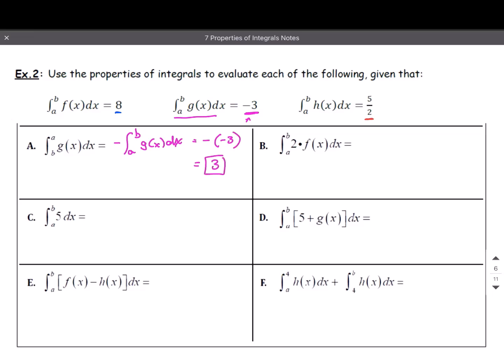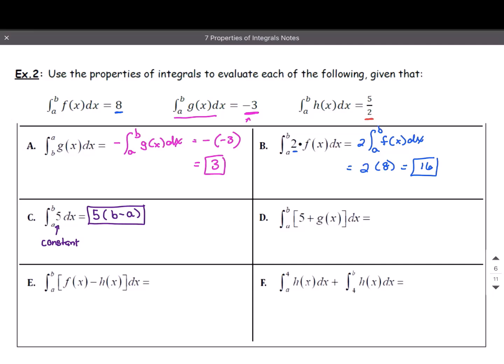Now the next one, we have a 2 times f of x. So I can factor out that 2 times the integral from a to b of f of x dx, which will mean I have 2 times this integral is 8, and my value is 16. Now I also have the integral from a to b of 5 dx. Now 5 is a constant, so that means this is 5 times the length of the interval, b minus a, and that's our answer.